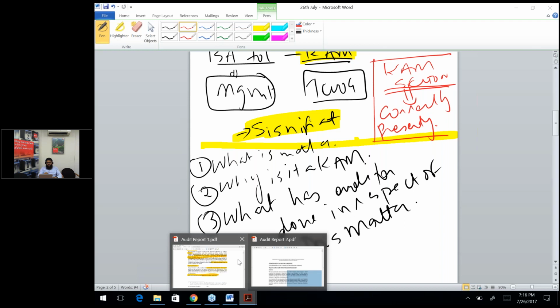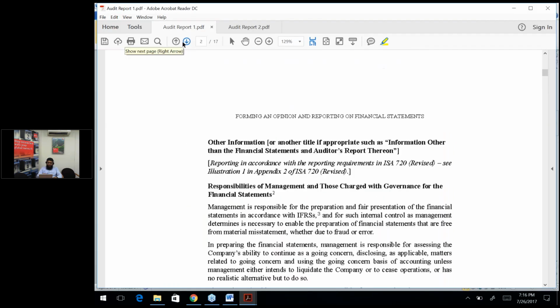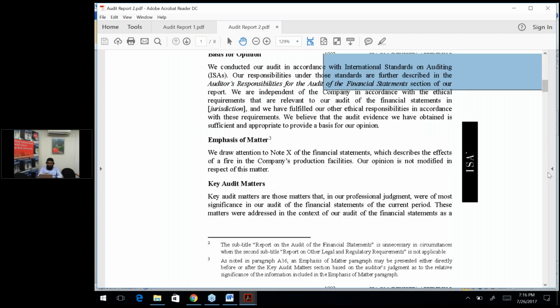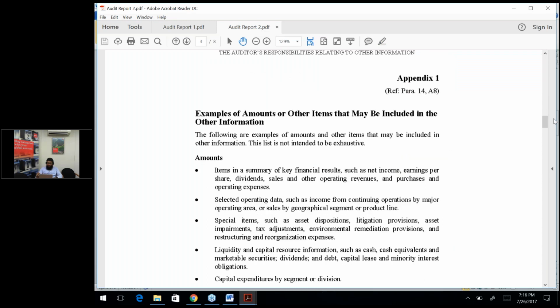So the report has the CAM section. And once we are done with the CAM section, there is this other information section. Now, what is this other information section that I'm going to explain? If you could open up the next PDF file, which is about audit report 2, you will find page number 3 in that file. There you would find examples of amounts or other items that may be included in other information.